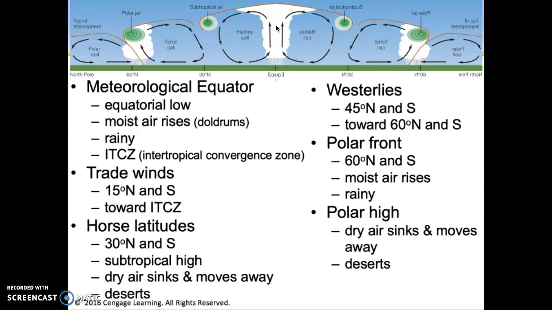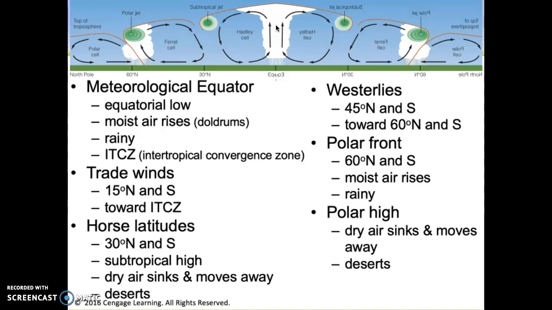And because they're blowing a little toward the west, they will tend to push ships along the trade wind pattern from east to west. So when Columbus came to North America, for example, the reason he came across where he did was he was taking advantage of the trade winds.